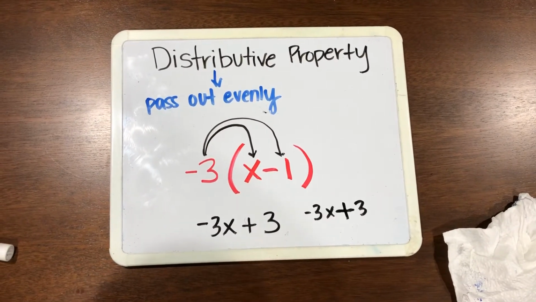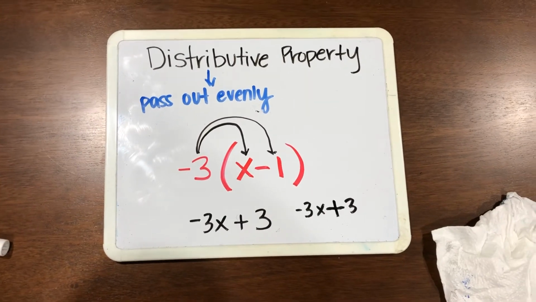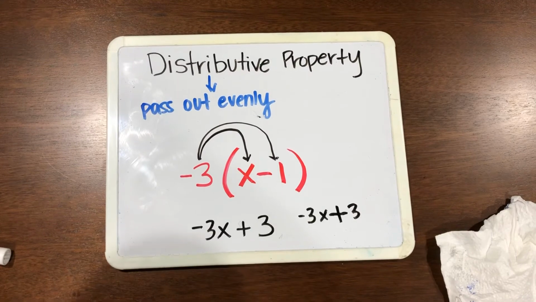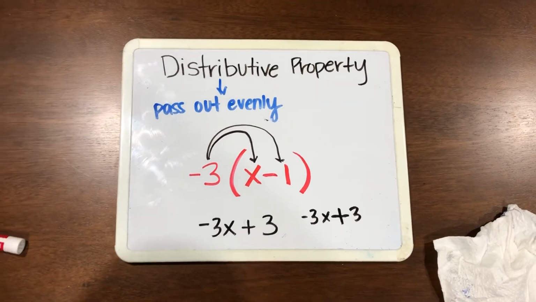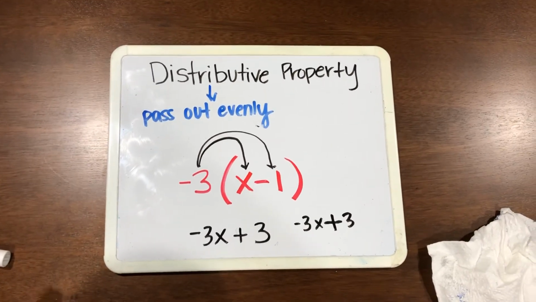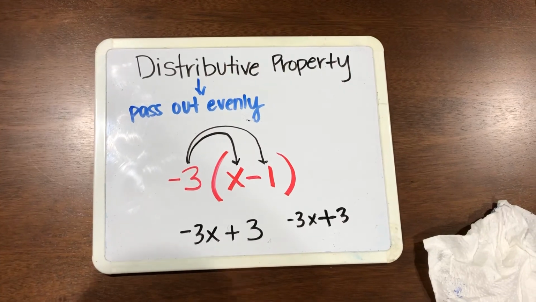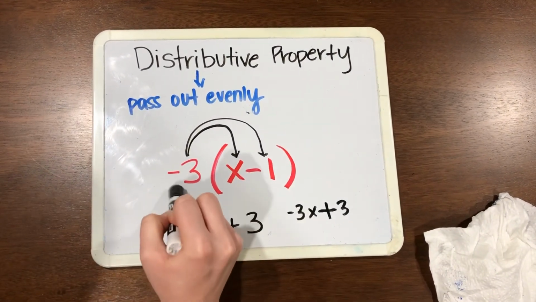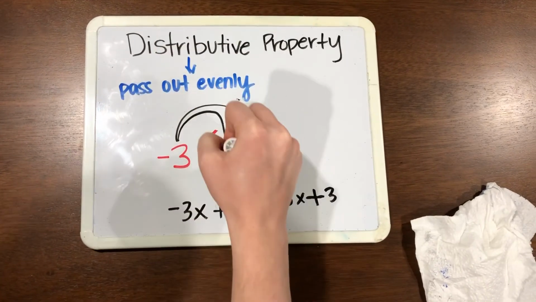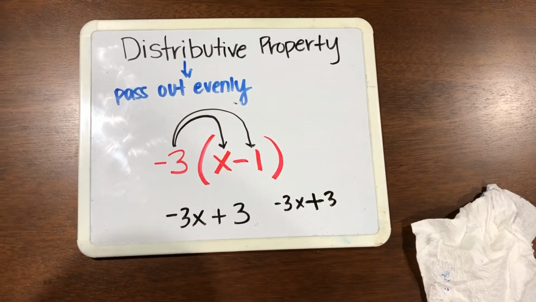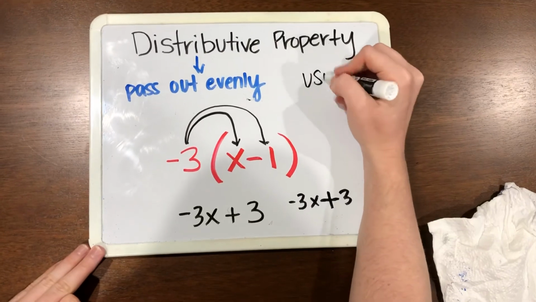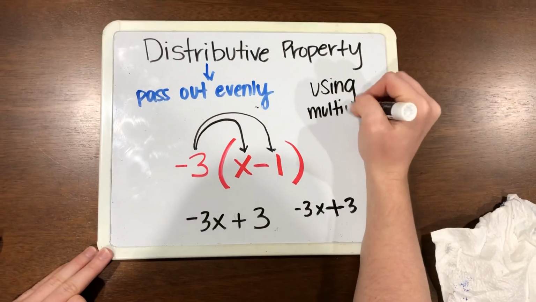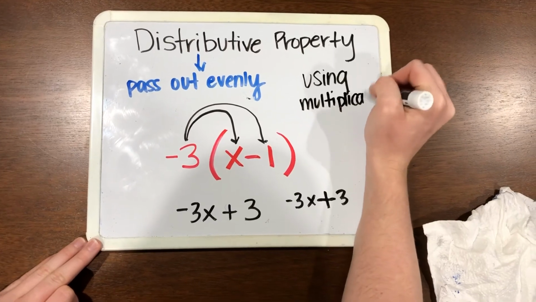For the examples for your homework that go along with the distributive property, all of your answers will be expressions. We're not yet to the part where we're going to solve for x when we deal with the distributive property. We're just working on the distributive property. And remember to pass out evenly. Anything on the outside of my parentheses, I have to put on the inside using multiplication. I'll put that over here. Just remember, using multiplication, because that's the key. You're only ever going to distribute using multiplication.